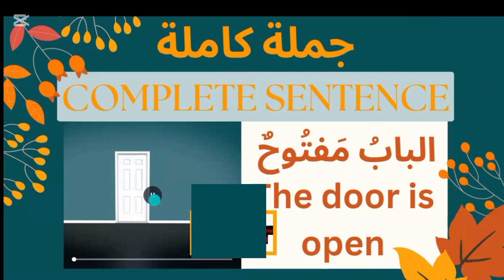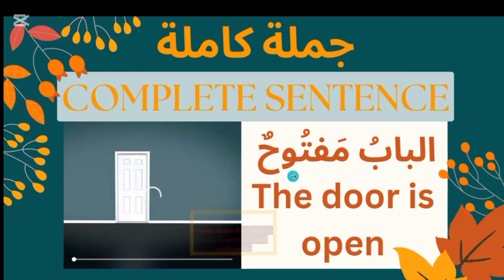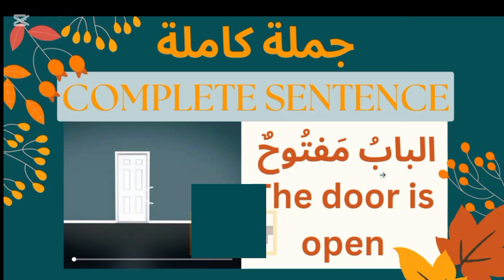Al-bab means the door. There is alif lam at the starting of the word. So we must say al-babu means the door and maftuhun means open. When we mix up these two words, the marifa and the nakira, it will result in a complete sentence and we will translate it as the door is open.